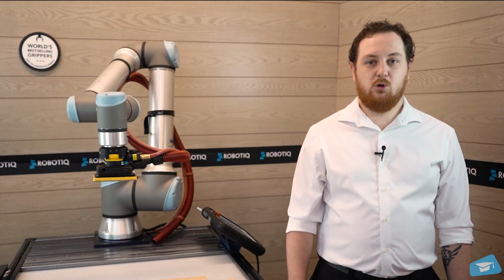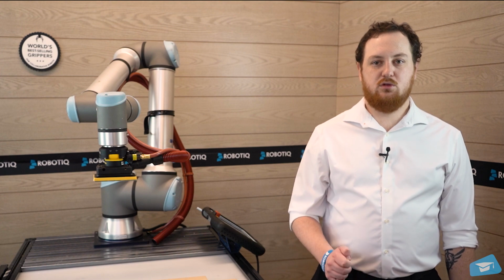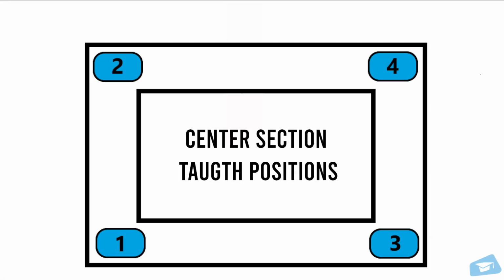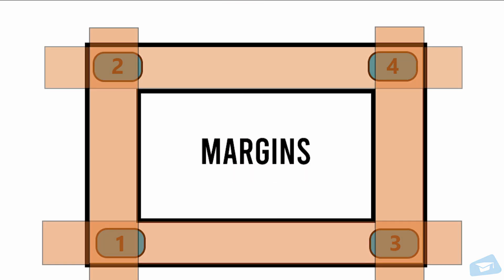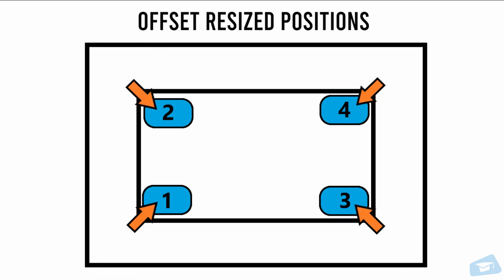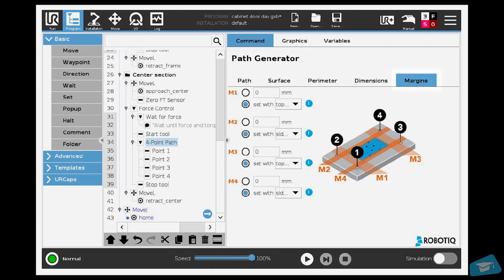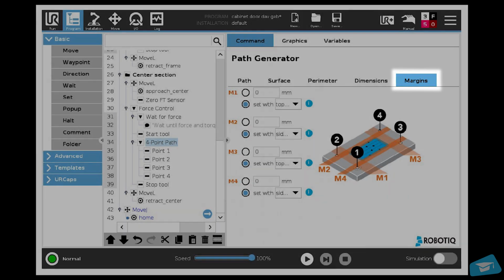Using a UR variable having the frame size value in millimeters, the path will be offset to sand only the center section. After resizing, the 4-point pad generator can add an offset from the edge by using the margin option and UR variable values. The UR variable must be selected in the margin tab of the 4-point pad generator node.